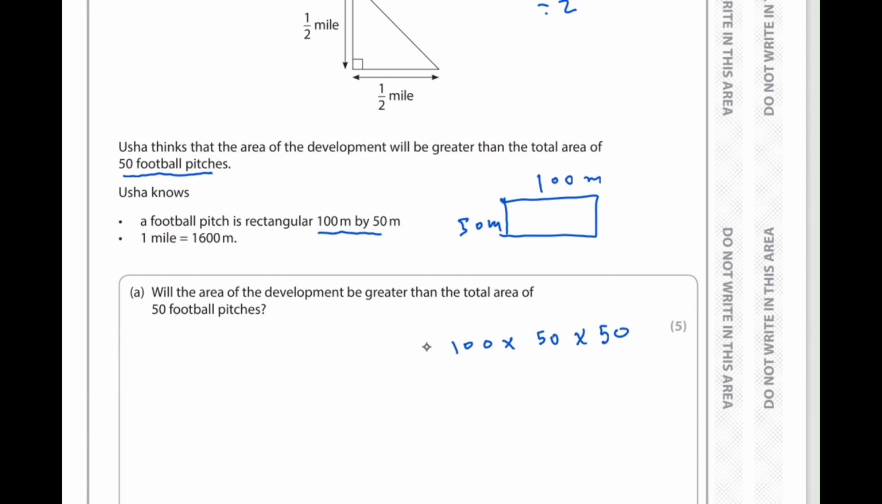Then we have 5 times 5 is 25, and 4 zeros, which equals 250,000 square meters.